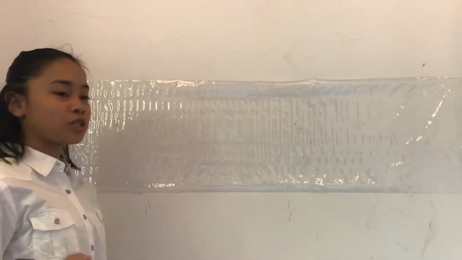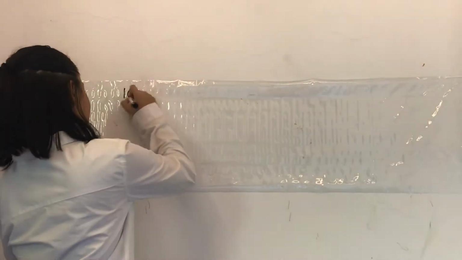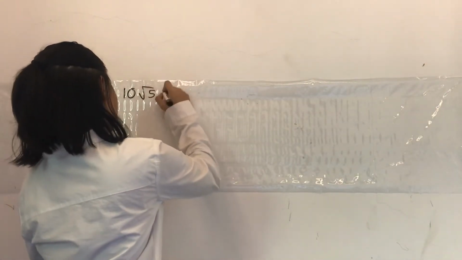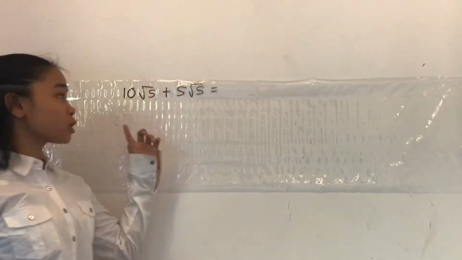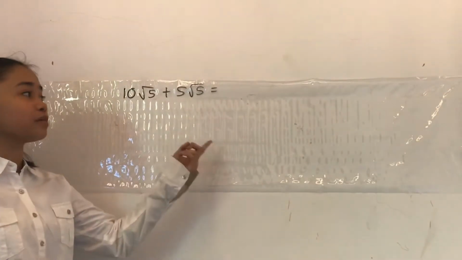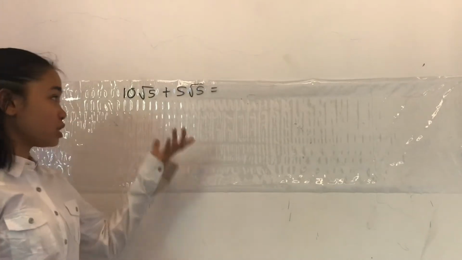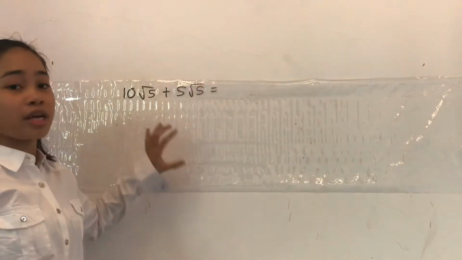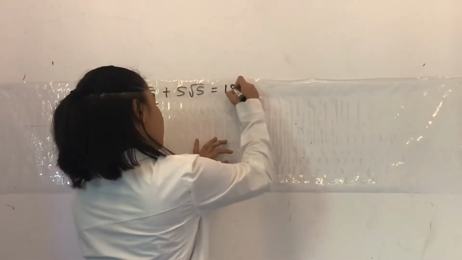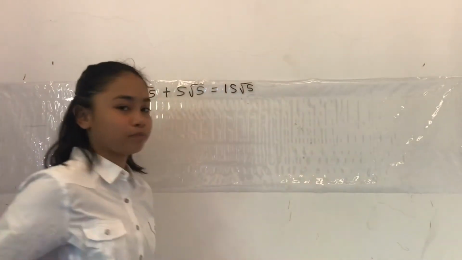Here are some examples from the whole lesson. We'll start with addition. 10 with the square root of 5 plus 5 with the square root of 5. If it is similar, you will just leave the radicals the same and then add the outside numbers. So it will be 15 with the square root of 5.